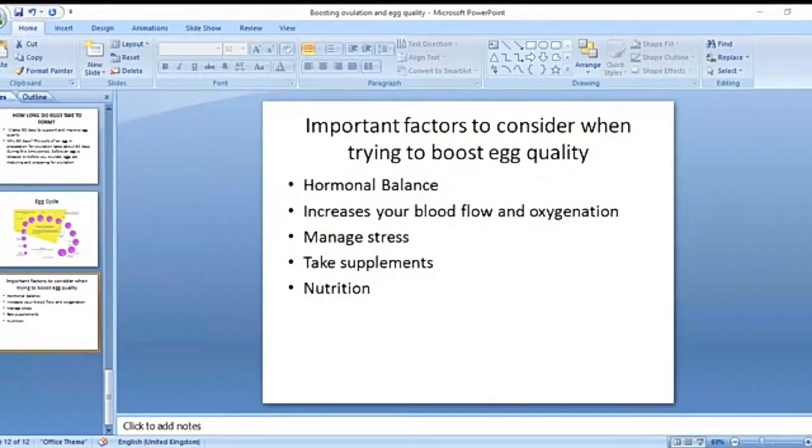Then managing stress. Most times we don't know the importance of managing stress, because one of the issues with lack of ovulation is stress. Once we're stressed, our body releases cortisol, which impacts our hormones. Our hormones will no longer be balanced when we are going through stress, when we don't sleep well at night. In short, with lifestyle changes and your stress level, even just sleeping well and eating well, you'll be amazed at the results you can get.